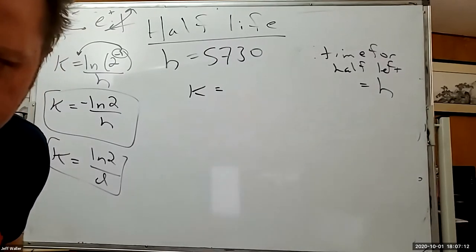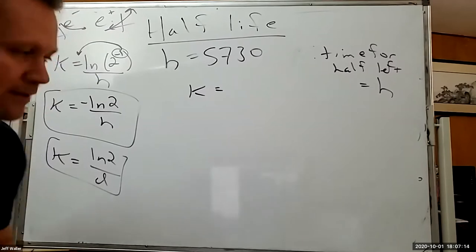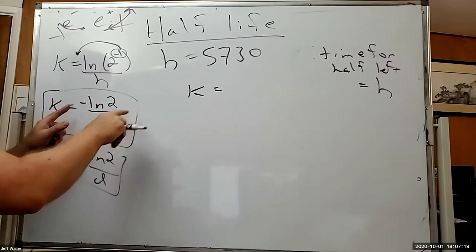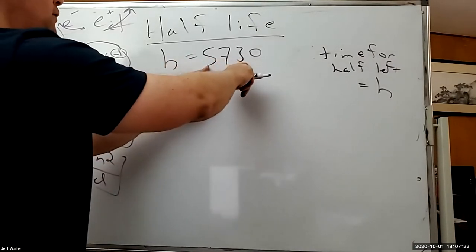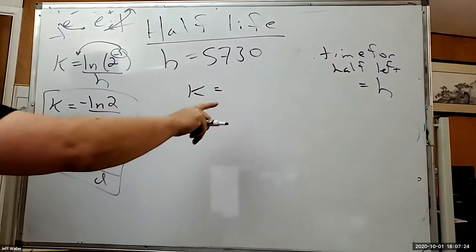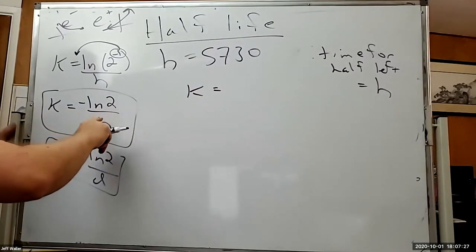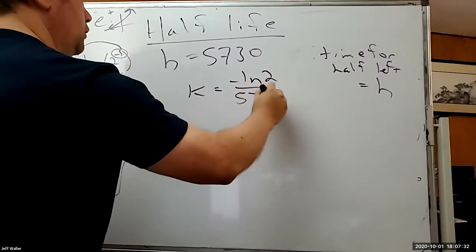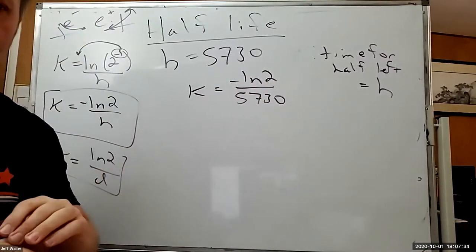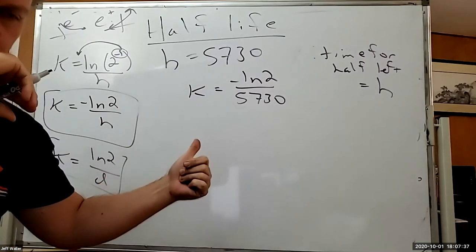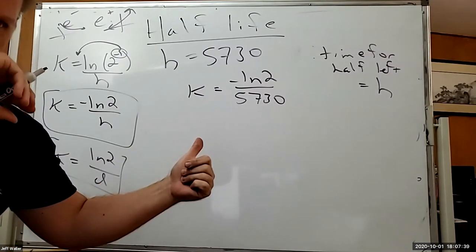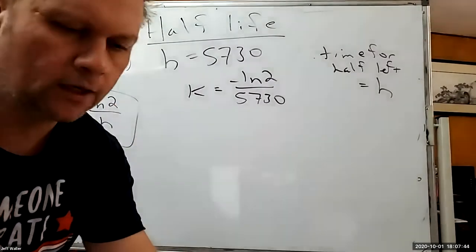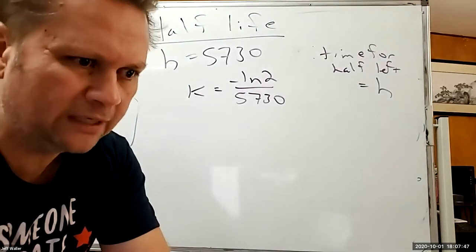Am I still connected? So K is negative natural log of 2 divided by the half-life. If the half-life is 5,730 years, what's K? Negative natural log 2 over 5,730. Sweet. Now for carbon 14, we know this is true. So if I have a problem about carbon 14, that's the K I can use. Of course, different radioactive materials have their own K values.